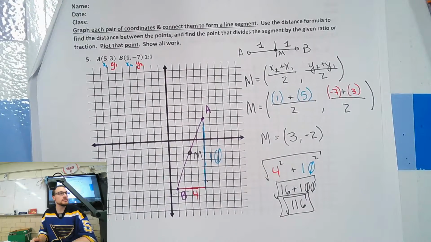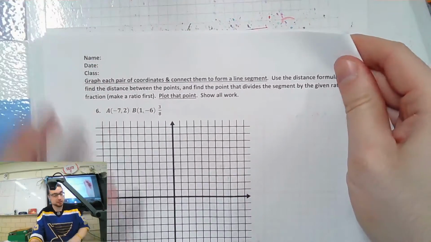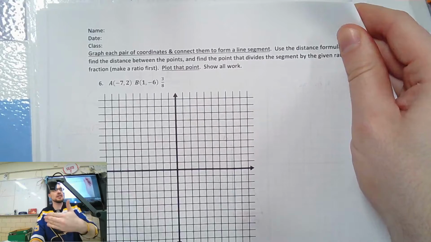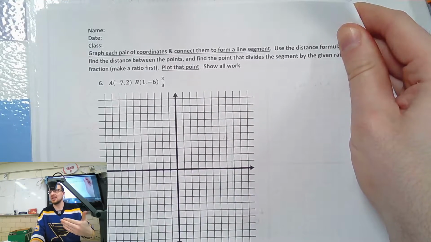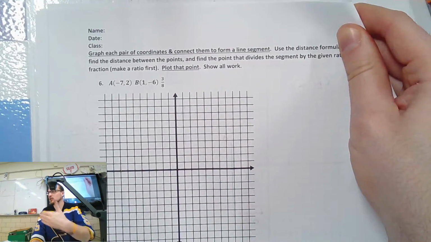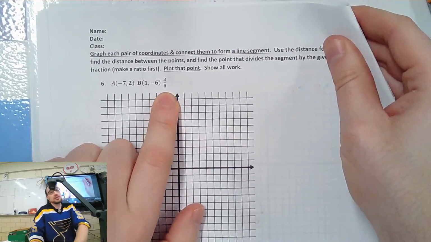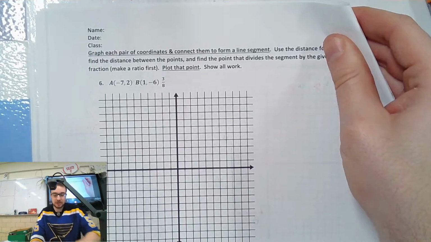Questions on that one? Are you good with the ratio being 1 to 1, so it's the midpoint? Okay. Number 6 has a different ratio. In fact, it gives you a fraction, because that's how most people talk, right? They don't say, I want to meet you 1 to 3 parts of the way. They say, like, I want to meet 1/4 of the way. I'll drive 1/4, you drive 3/4, right? So they say, I want to meet you 3/8 of the way. Just a little under half, right?